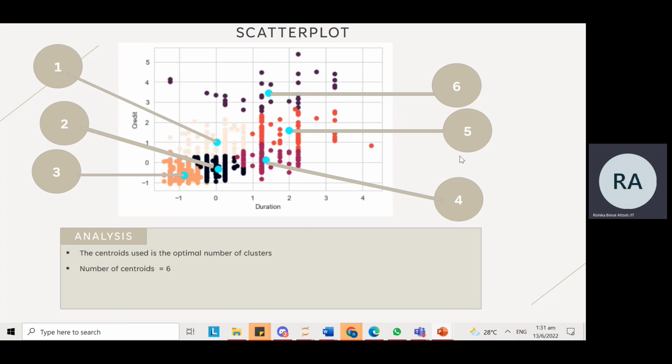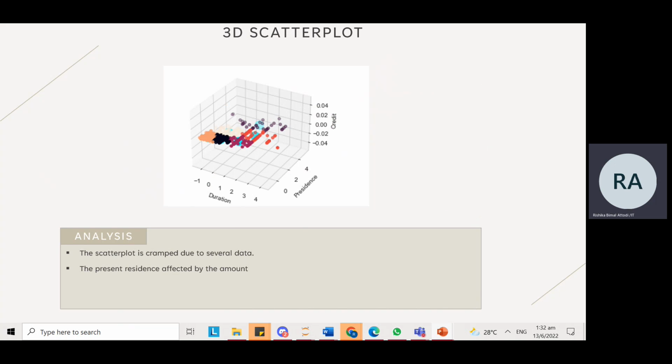As you can see, the data is very neatly arranged again, with centroid 3 having the least amount of gaps. The higher it goes, the more scattered it becomes, especially centroid 6, possibly because it has gaps due to extreme value differences, as I mentioned earlier. Then there is the 3D scatter plot, which is also cramped, and the installment rate, which I call precedence, is affected by the credit amount.